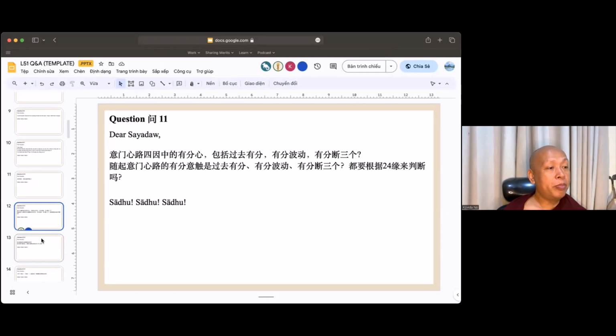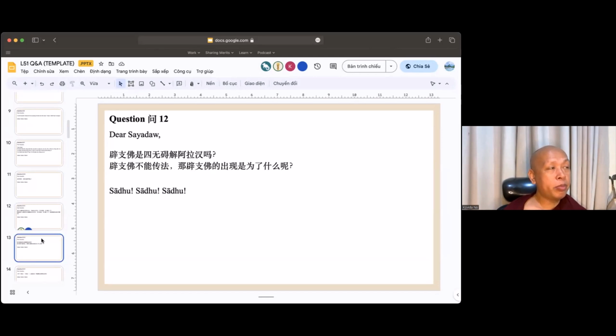Next one. Dear Sayadaw, does the Paccekabuddha have the Patisambhida Nana? And the Paccekabuddha cannot preach the Dhamma. So what is the reason the Paccekabuddha arises?